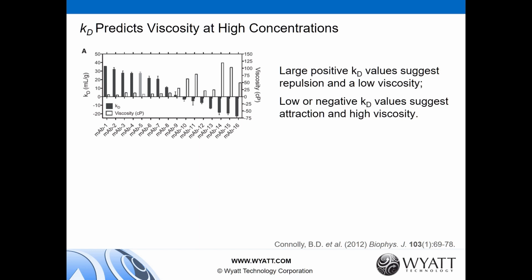So what we see here is a series of formulations of monoclonal antibodies. And we see a really nice correlation between KD, which is the black bars, and the viscosity. So the higher the KD, the lower the viscosity at high concentrations. And then those that have negative values of KD down here, you see that we have some pretty high values of viscosity. And so this is a nice predictor.